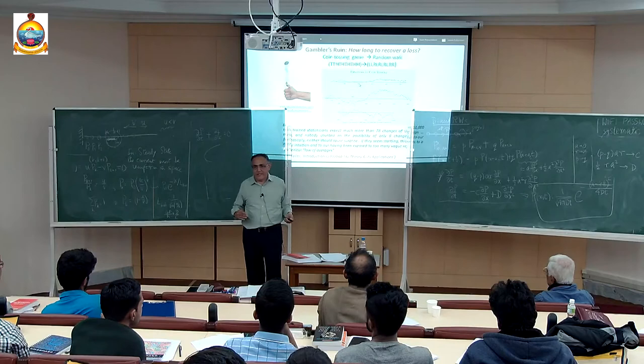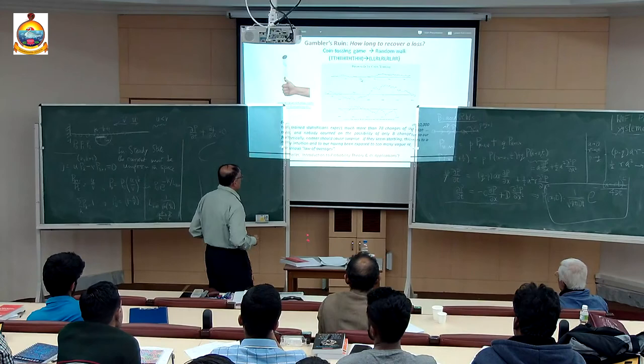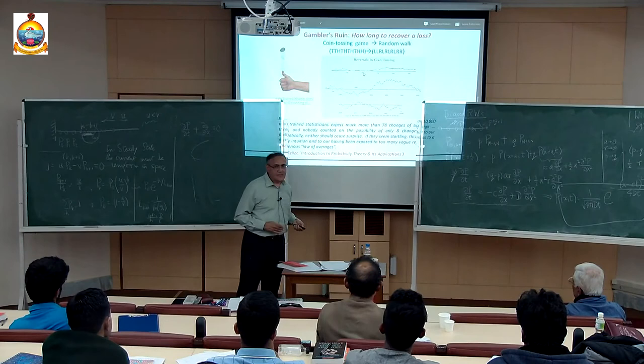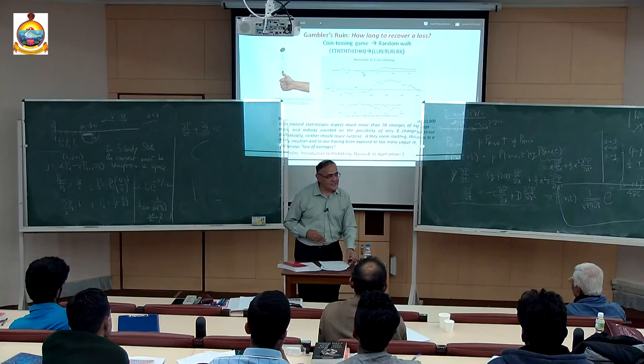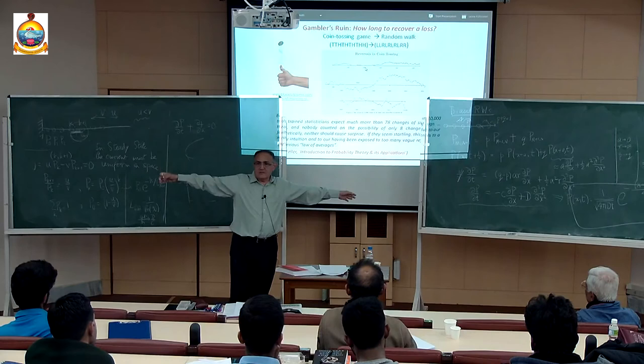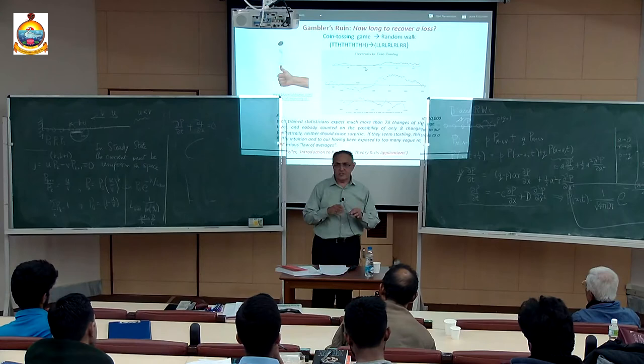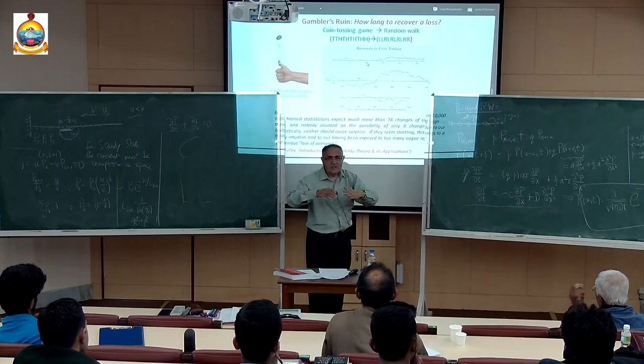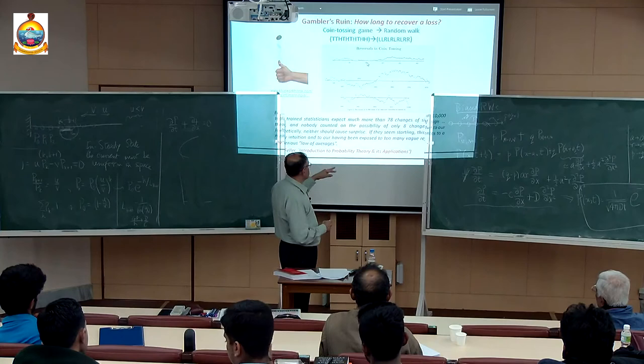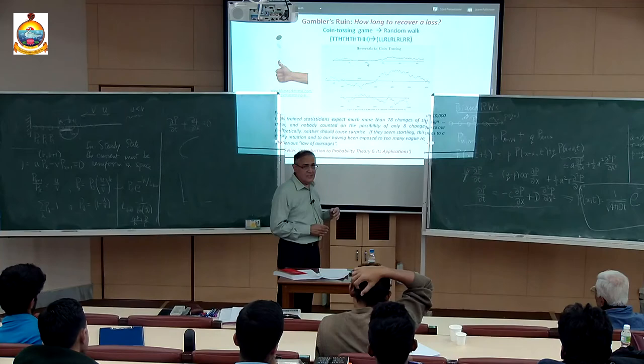So now let us derive this as a formula. Actually, the best thing is to read what Feller has written here. Feller is very angry at all the statisticians that he talked to. He said that in these 10,000 tosses, there were 78 changes of sign. Actually, most of them occurred here, very fast. Then there were long leads. But he said trained statisticians did not expect 78 changes of sign, and nobody counted on the possibility of only 8 changes. Where were the 8 changes?